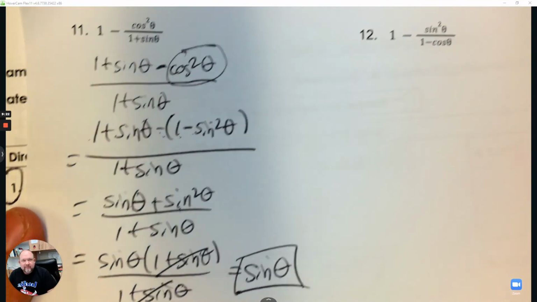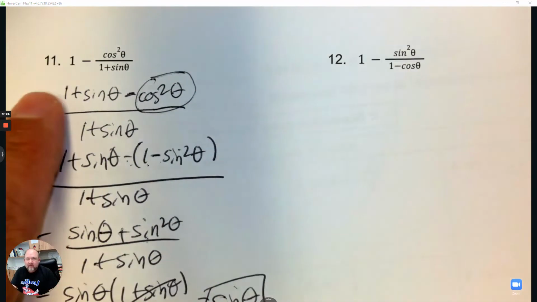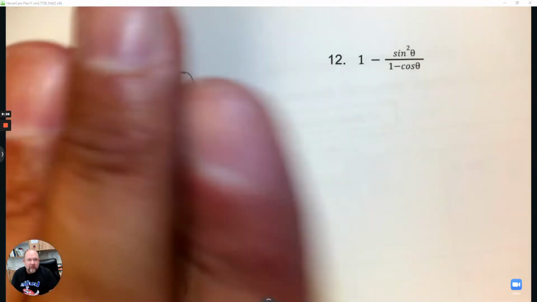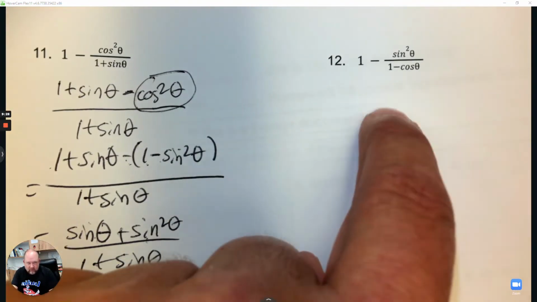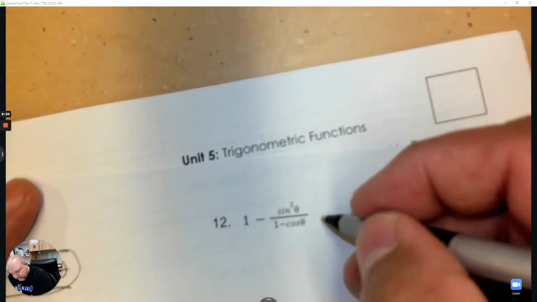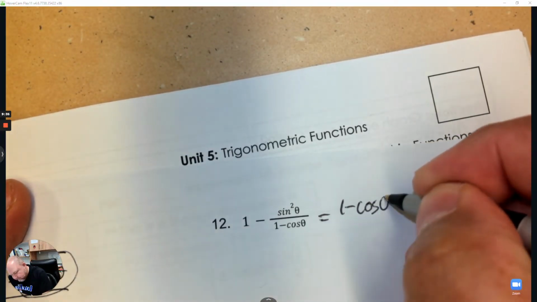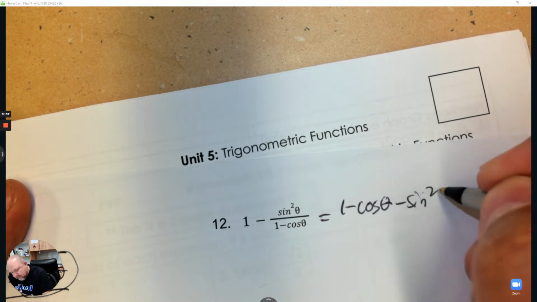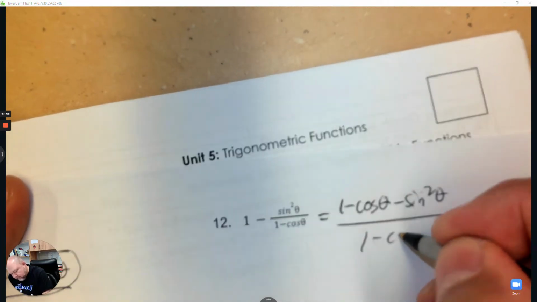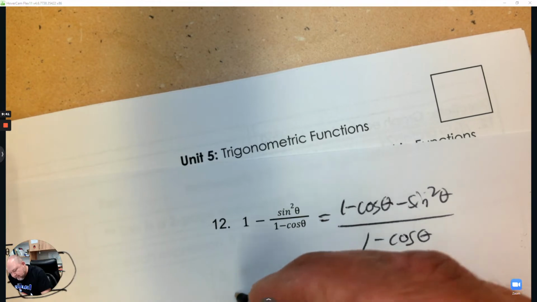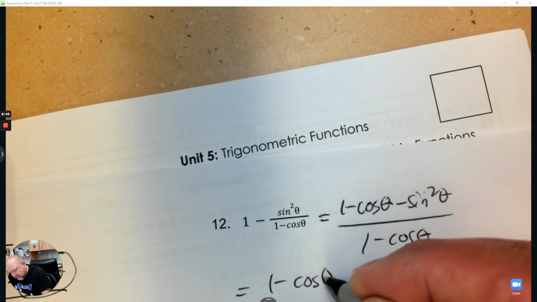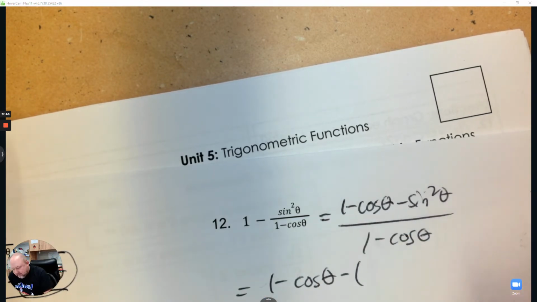Number 12. Number 12 is very similar to number 11. So I'd like you to press pause and follow and see if you can do it before I do it. All right, here we go. Let's see if you did it right. So first, common denominators. Second, we're going to do a substitution with parentheses.